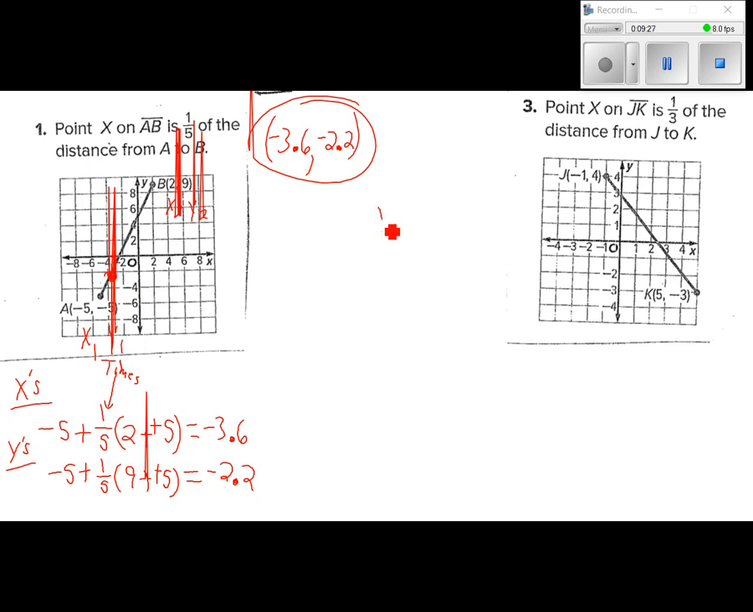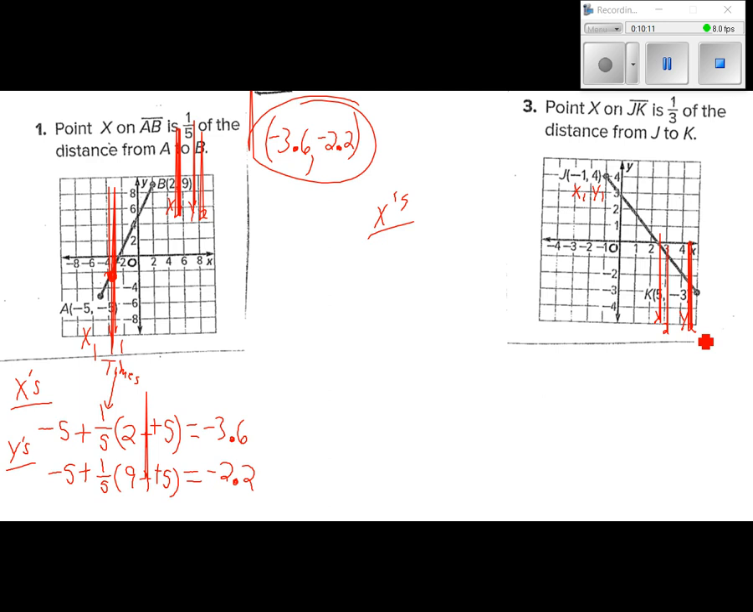Next one, x's for number 2. Let's label them first. I hate to write on here because it's going to get all nasty. We're starting at what point? J. So this is x1. Hey, if I'm careful, maybe it'll work. And the 4 is the y1. The 5 is x2. The -3 is the y2.